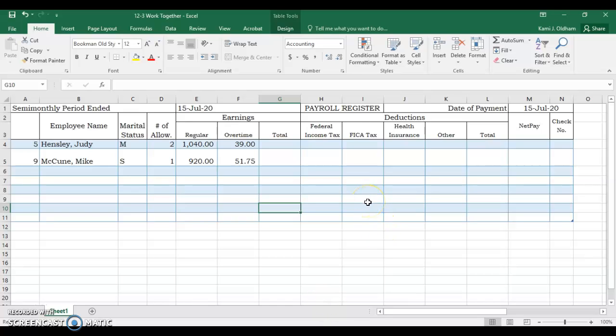All right, this is a big one. This is where we take those little math problems and combine them into the official forms that you would actually be using. According to your book, we need to complete the payroll registry entries for Judy and Mike for the semi-monthly pay period ending July 15th.